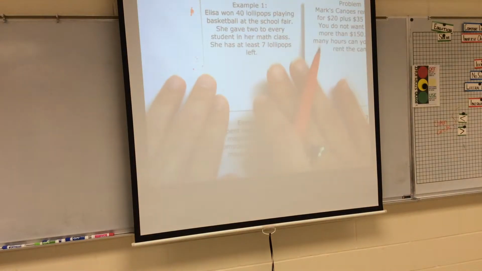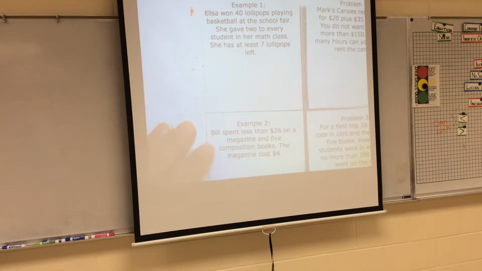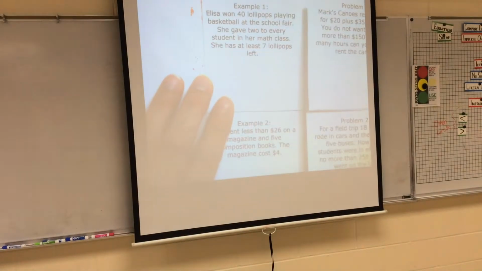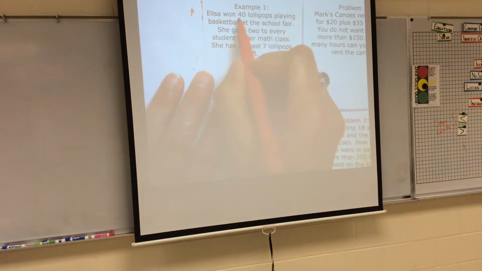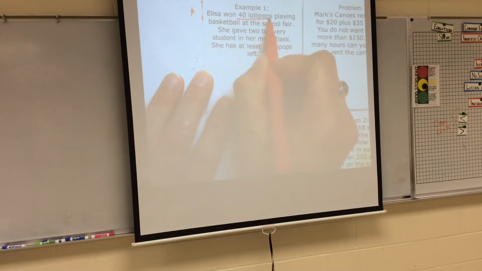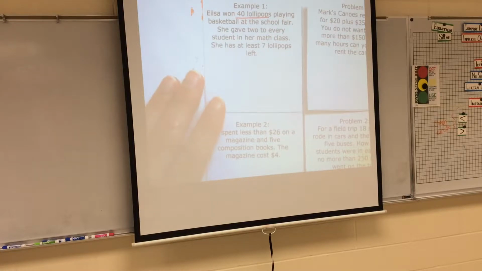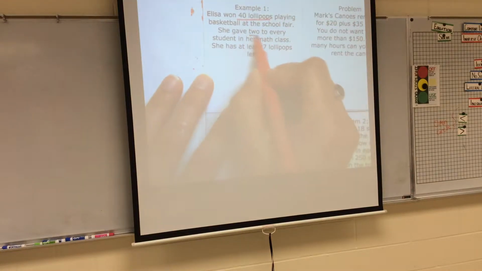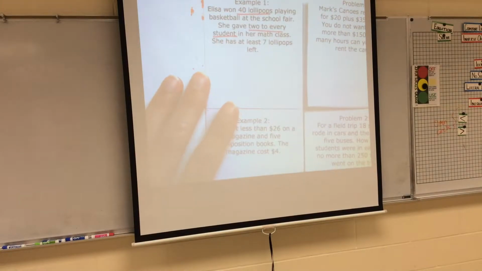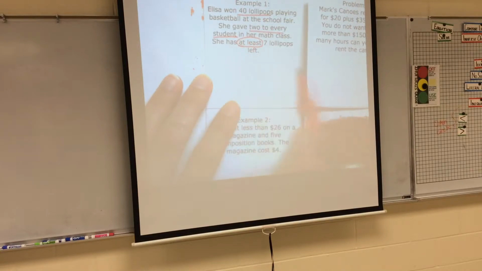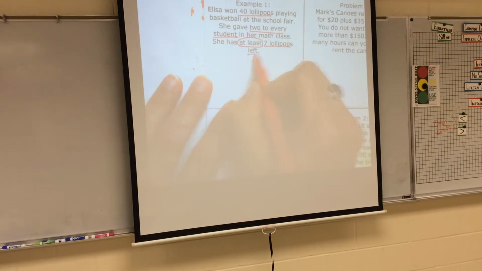So a really good word problem strategy that I've seen some of y'all do is you go through and you circle or underline the important information, yes? So what should I circle or underline here? 40 lollipops. Would you circle that or underline it? Underline it? Okay, so I've got 40 lollipops. It says she gave 2 to every student in her math class. What should I underline there? 2 to every student. And at least, I'm going to circle that one because that's an important word, right? At least 7 lollipops left.